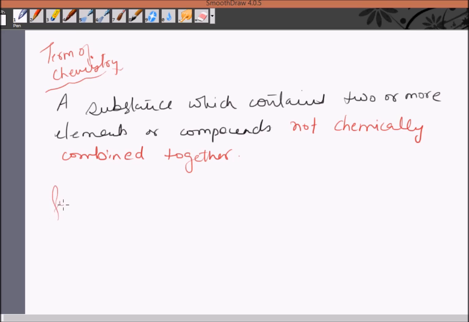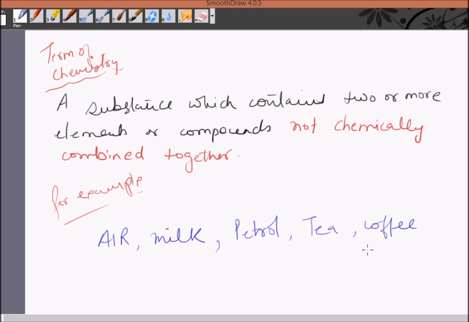So what would be the examples you see in your daily life? You see air, which is a mixture of many gases. You see milk, a mixture of many vitamins and minerals. You see petrol. You have tea. It is also a mixture. Tea, coffee, right?